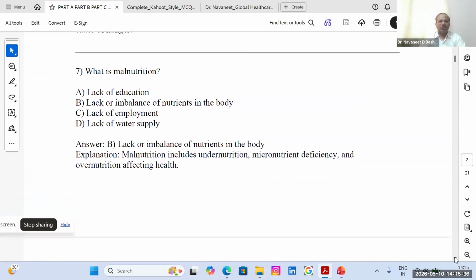Then we'll see the next question, what is malnutrition? A, lack of education. B, lack or imbalance of nutrients in the body. C, lack of employment and lack of water supply. The correct answer is B, lack or imbalance of nutrients in the body, because malnutrition includes undernutrition, micronutrient deficiency, and overnutrition affecting health.